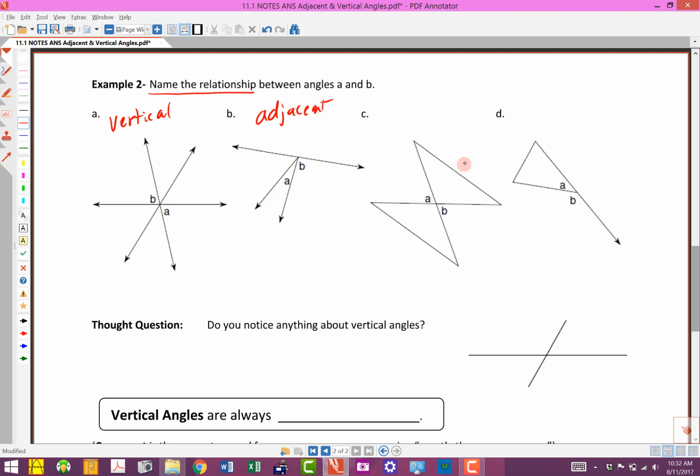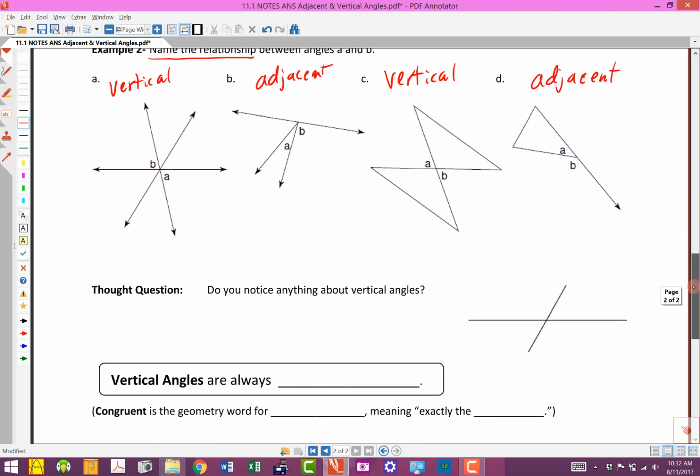Bunch of extra sides and shapes and things going on here, but take a look. A and B, they are across from each other. They're opposite each other as these two lines intersect. So that's going to be vertical. Again, that spelling there. And then we take a look at this one. Extra line over here that we don't even need to pay attention to, but this is a straight line, and this angle is formed by that line, and this one is formed by that line and that line. So they share this side right here, so this one's going to be adjacent. Okay, so we've got the four names there.